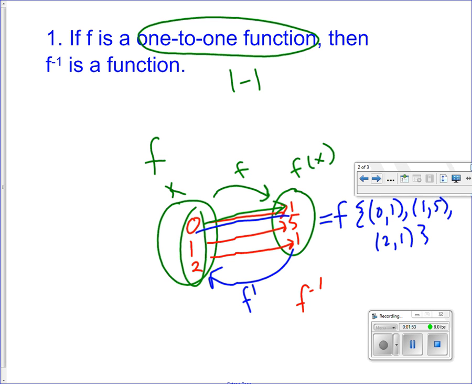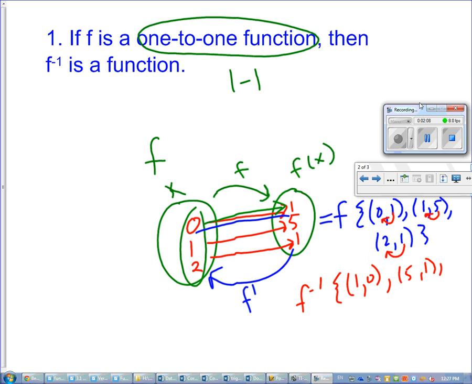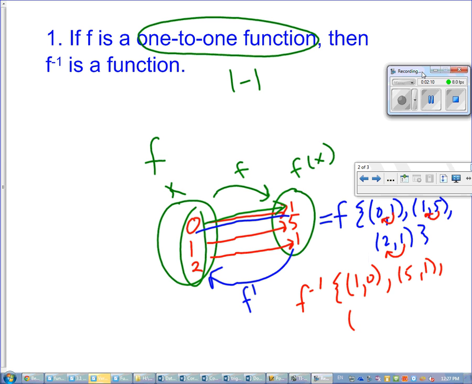So the inverse is going to take 1 and map it to 0. And then it's going to take 5 and map it to 1. And then it's going to take 1 and map it to 2. You'll have to do this on your test.